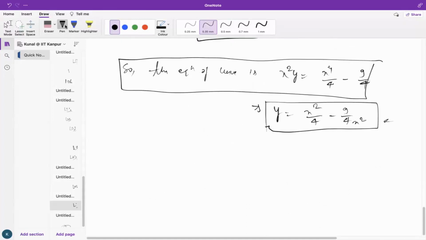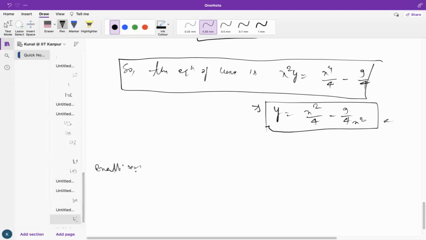Okay, so our next problem is an example: dy by dx is equal to y by y square plus x. Actually, we have to find its general solution for the differential equation.